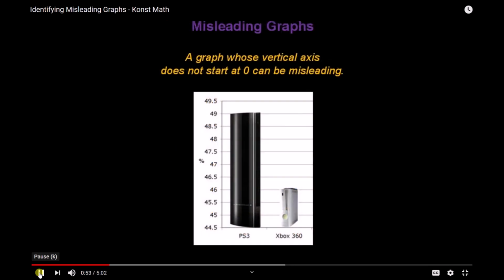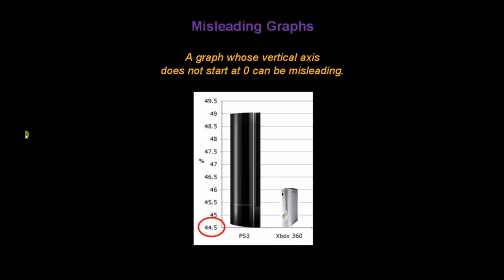Here's a graph comparing the popularity of the PS3 to the Xbox 360. And they're using the game units as icons in the graph. Looking at just those icons, it looks as though the PS3 is 3 times as popular as the Xbox 360. But this is misleading because the vertical axis doesn't start at 0. It starts at 44.5%. And in this survey, 49% of the people said they preferred the PS3, and 46% of the people said they preferred the Xbox 360.